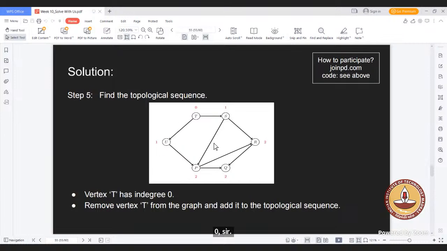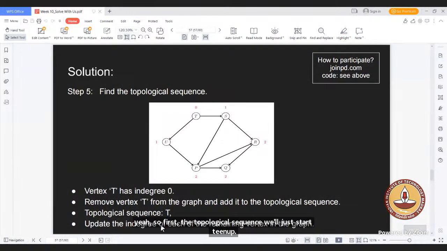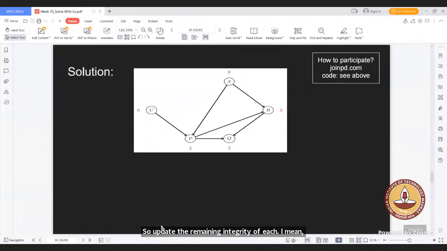So this edge will be removed and this edge will also be removed. So both of them will again have 0 integrity, right? First, we'll add T to the topological sequence. Now update the integrity of each remaining vertex in the graph. So U will be 0 and S will be 0. The others will remain the same.